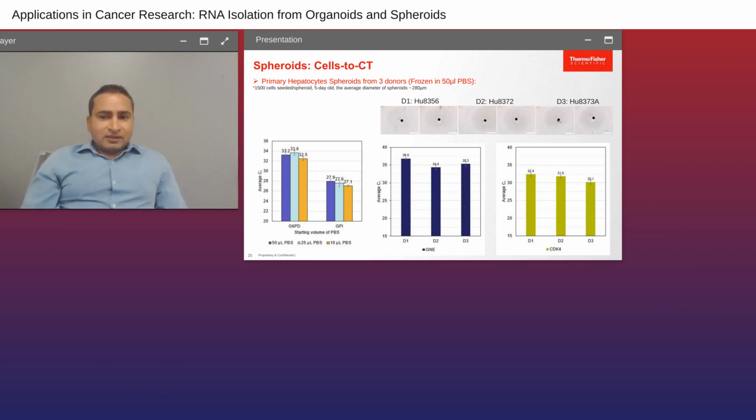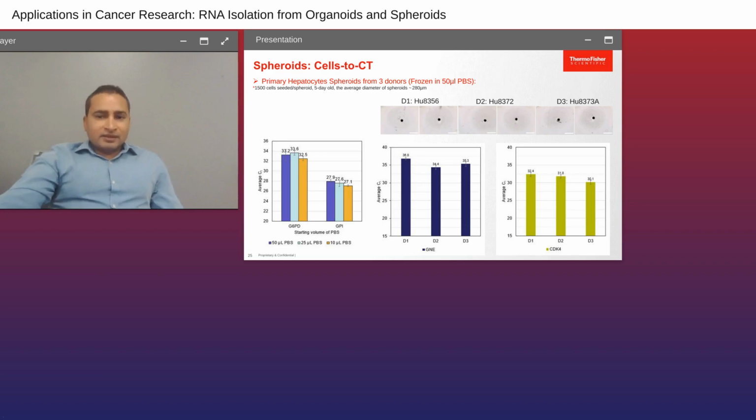The lysis efficiency of the Cells-to-CT kit actually depended on how much PBS can be removed after washing the spheroids. So to test the effect of PBS volume on isolation of RNA and gene expression, we extracted RNA from these spheroid samples with various amounts of PBS remaining on the plate, and then the average CT values we recover were lower but less variable when the initial samples contain lower volume of PBS, such as 10 microliter. But if you can remove all the PBS, that will probably give you better gene expression profile for your spheroids. So this actually suggested that the larger volume of PBS probably is influencing your lysis efficiency. Therefore, removal of excess PBS is critical for gene expression studies from these 3D cultures.